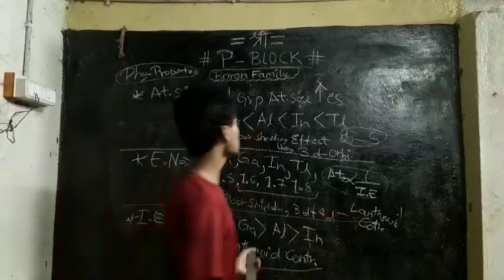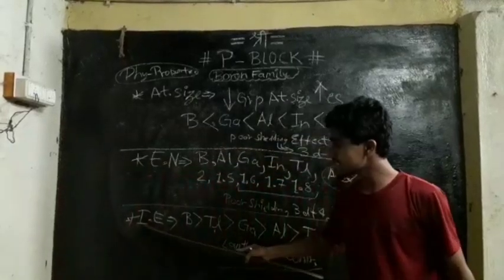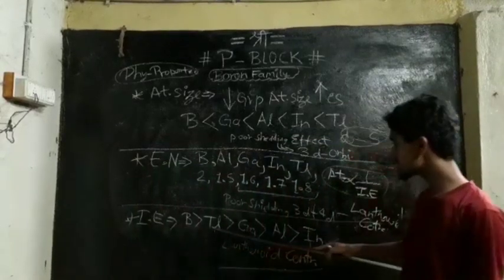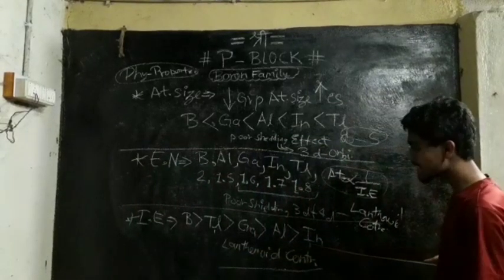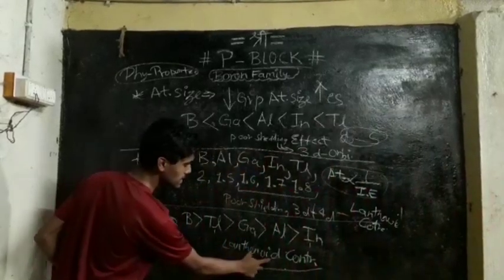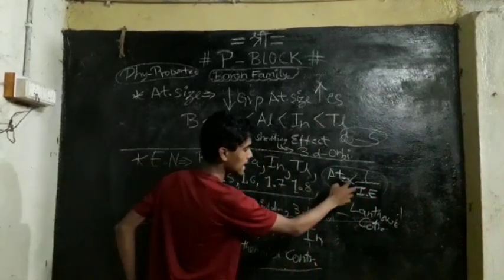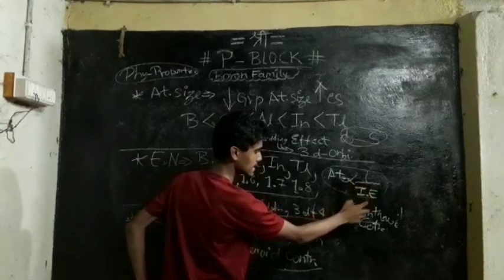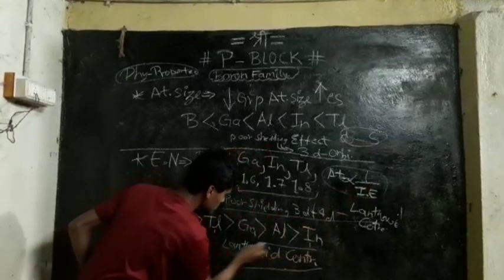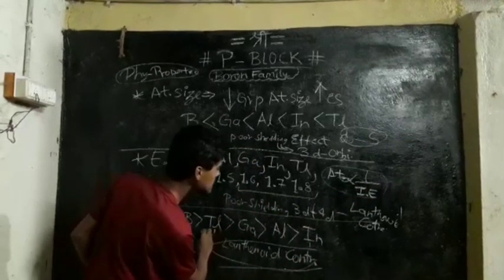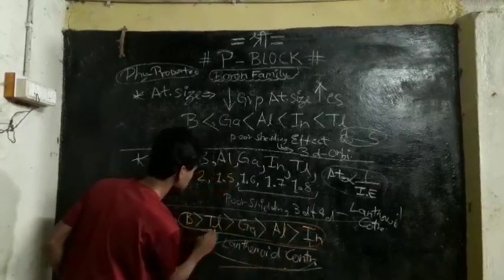Next, we have ionization enthalpy or ionization energy. As we can see here, there is an irregular trend. This is also due to the lanthanide contraction. As we know, atomic size has an inverse relation with ionization enthalpy. As we can see, there is an irregular trend in these elements.